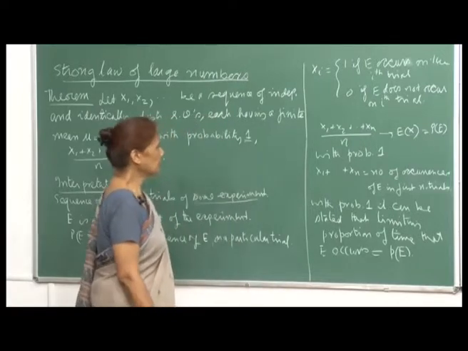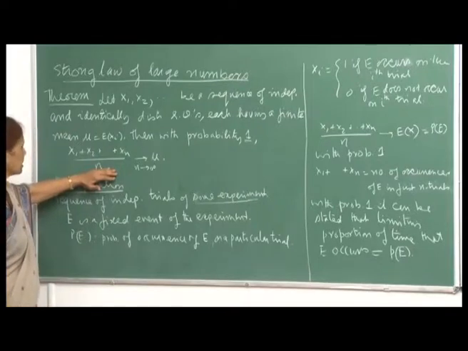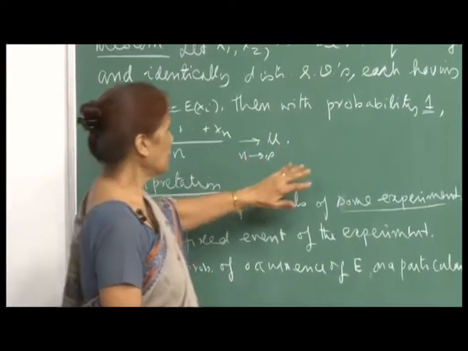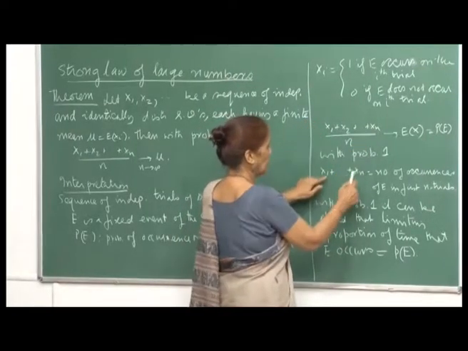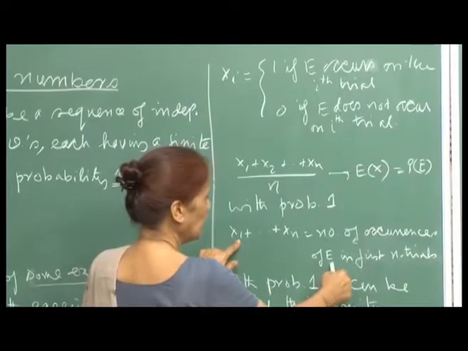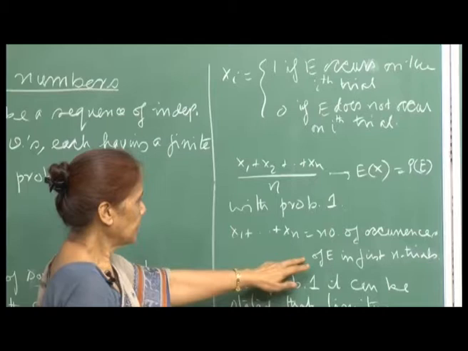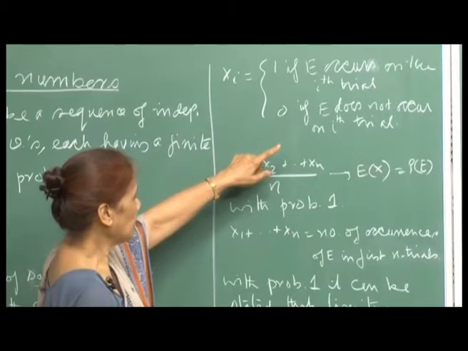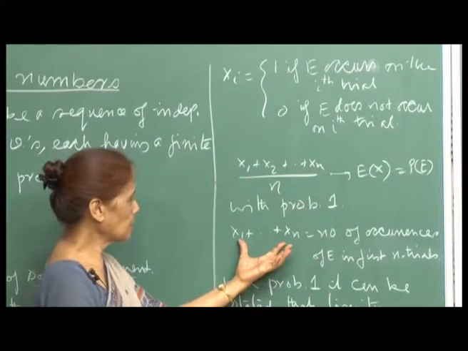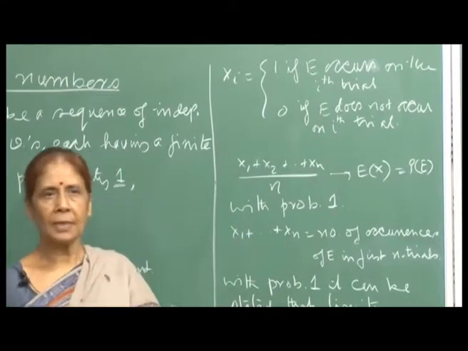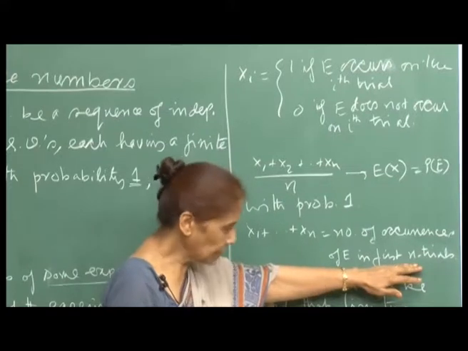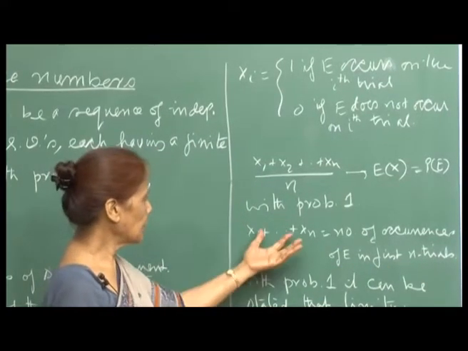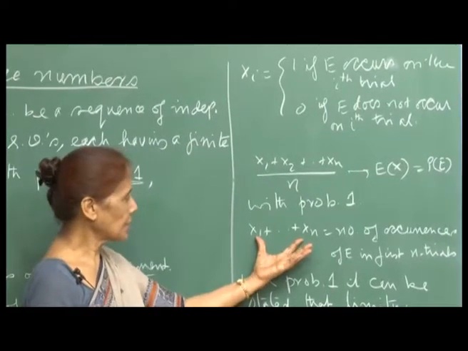Then what the strong law of large numbers is saying is that this sequence (X1 + X2 + ... + Xn)/n converges to mu as n goes to infinity with probability 1. And what does X1 + X2 + ... + Xn count? It is the number of occurrences of E in the first n trials, because Xi is 1 if E occurs in the ith trial. So, when you add up X1 + X2 + ... + Xn, that will be the total number of times E has occurred when you have conducted the first n trials. You started your trials and then started counting the number of times E occurs, and that is given by X1 + X2 + ... + Xn.